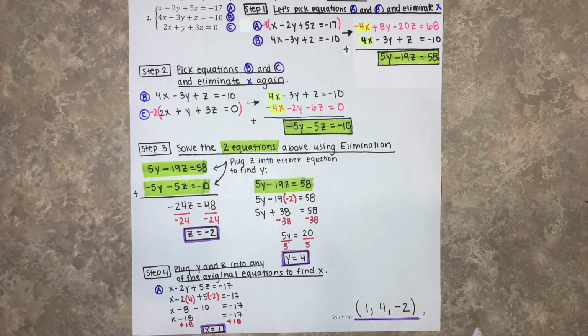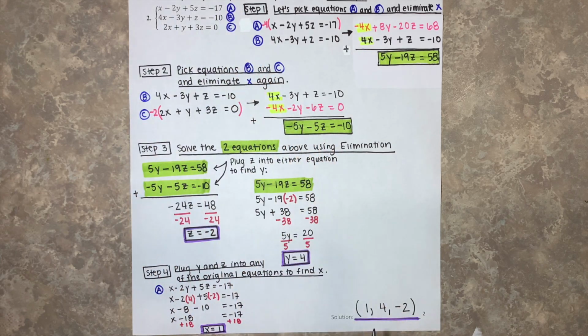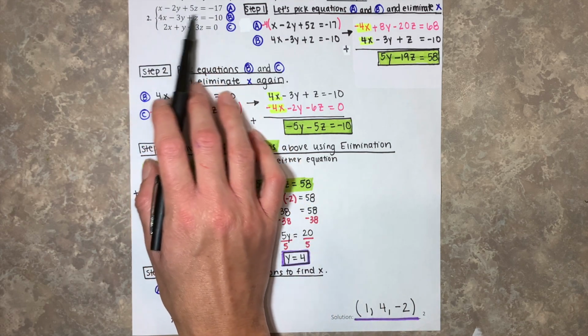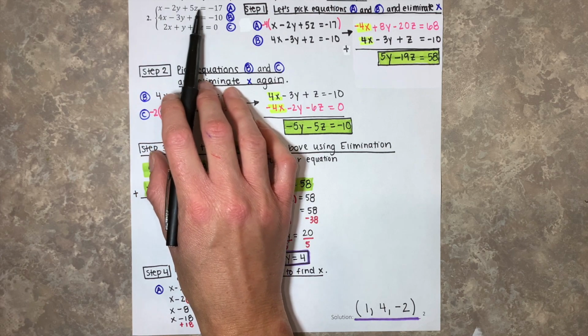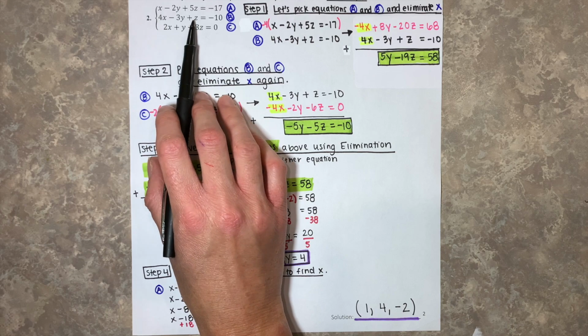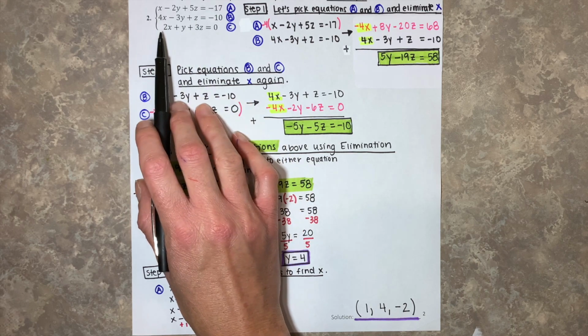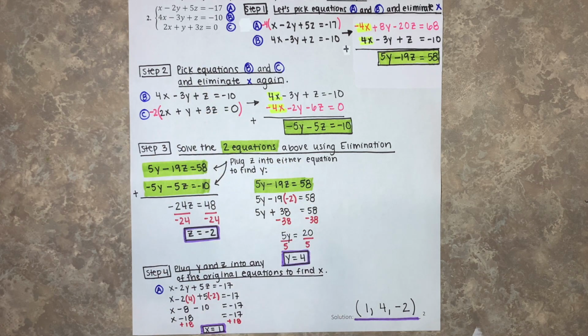Now, you can always check your answer. Since this ordered triplet is a solution to this system of equations, that means that this ordered triplet creates a true statement when it's plugged into all three of the equations. So you could take this ordered triplet, plug in 1 for x, 4 for y, and -2 for z into this first equation, and make sure you get -17. Then plug that ordered triplet into the second equation, make sure you get -10, and plug that ordered triplet into this third equation, and make sure you get 0.